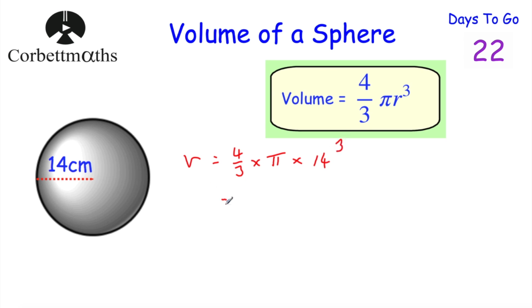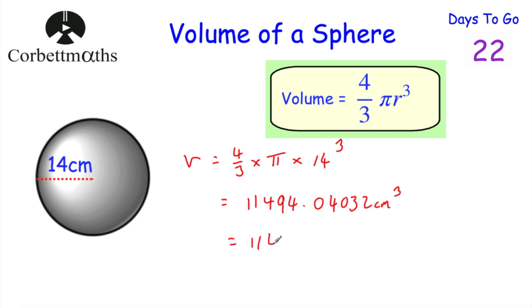Now this is a calculator question, so it's quite nice. We can just do on our calculator 4/3 multiplied by pi multiplied by 14 cubed, and that gives us an answer of 10,976 over 3 pi, or 11,494.04032 and so on centimeters cubed. And let's just round that to 2 decimal places.